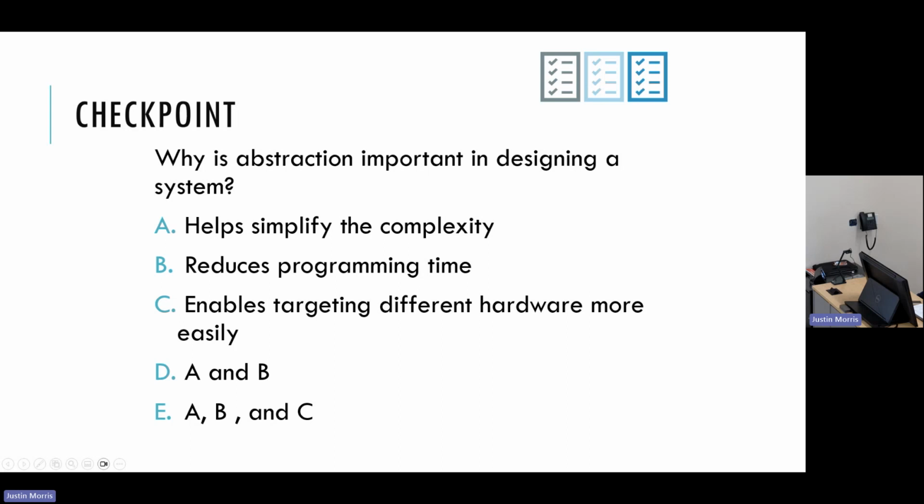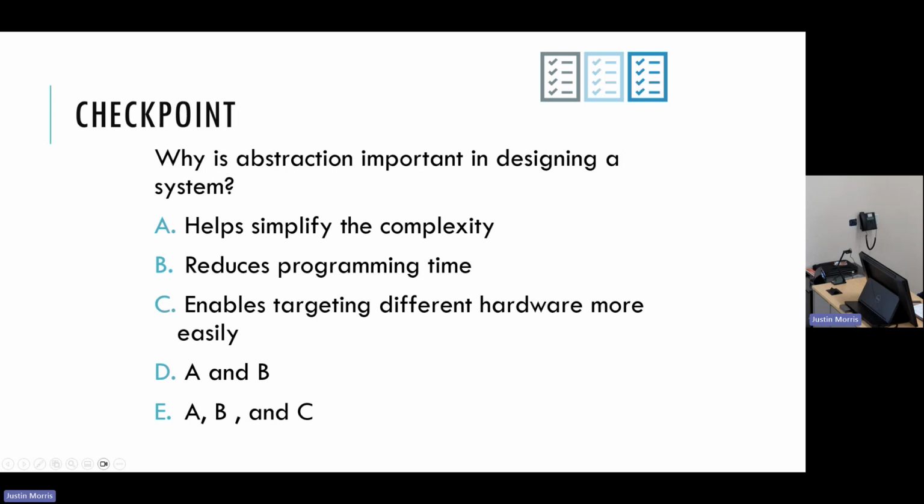So for B, reduces programming time. Right? That's true. It goes with A, right? Because we've simplified the complexity, we're able to be more productive. So because we don't have to code in assembly, we may be reducing our programming time by an order of magnitude, maybe more. Okay.